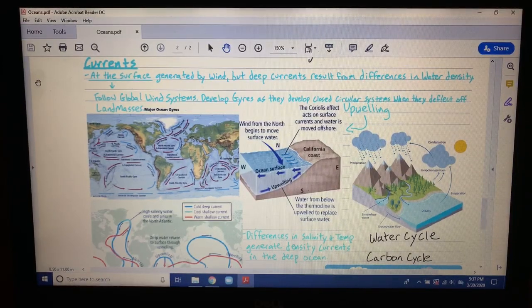Currents, the way that the water moves. At the surface, the water movement is going to be generated by wind as wind blows over the water. But deep currents, the movement of water several hundred to 1,000 meters below the surface, are going to come from differences in water density. At the surface, currents follow global wind systems.